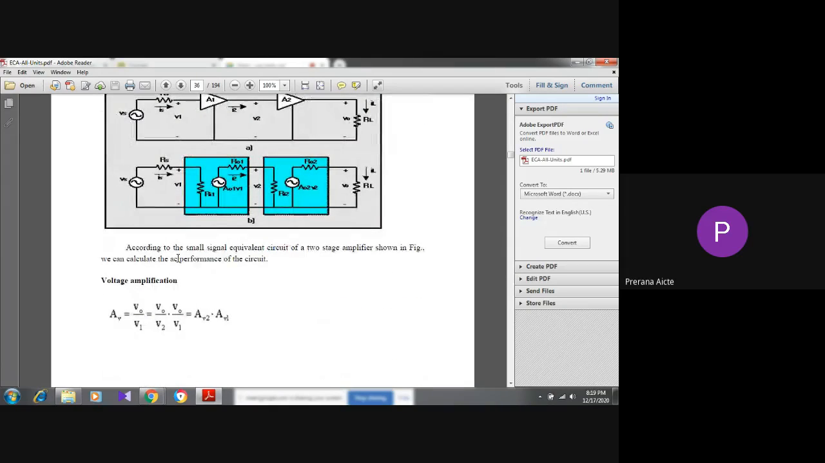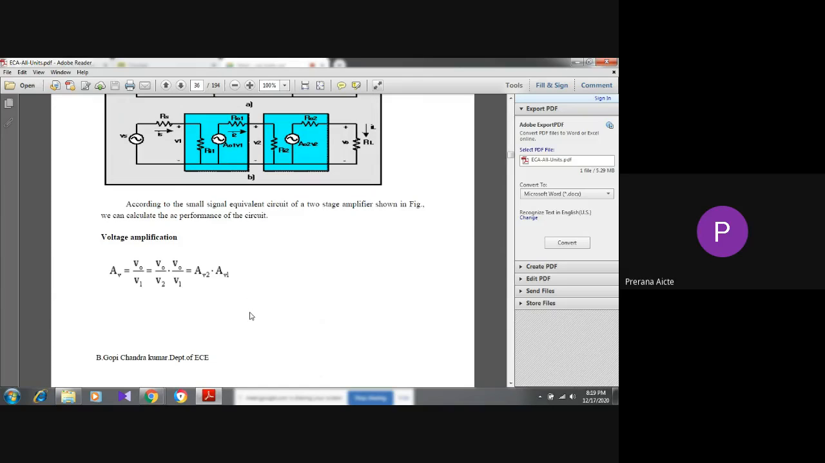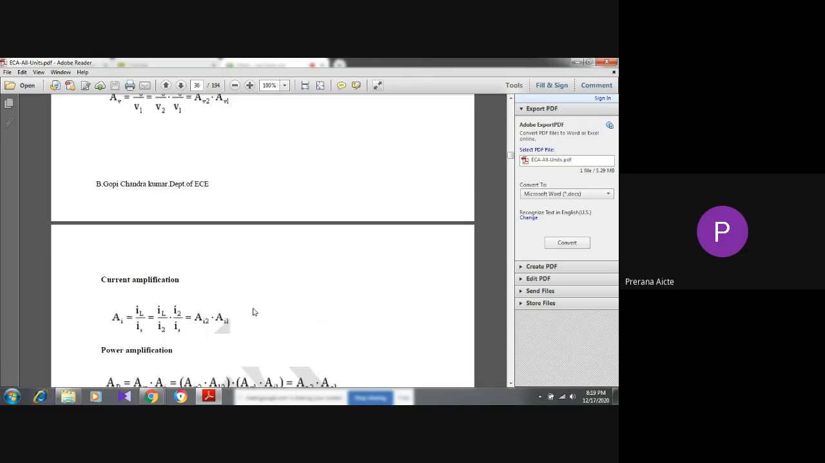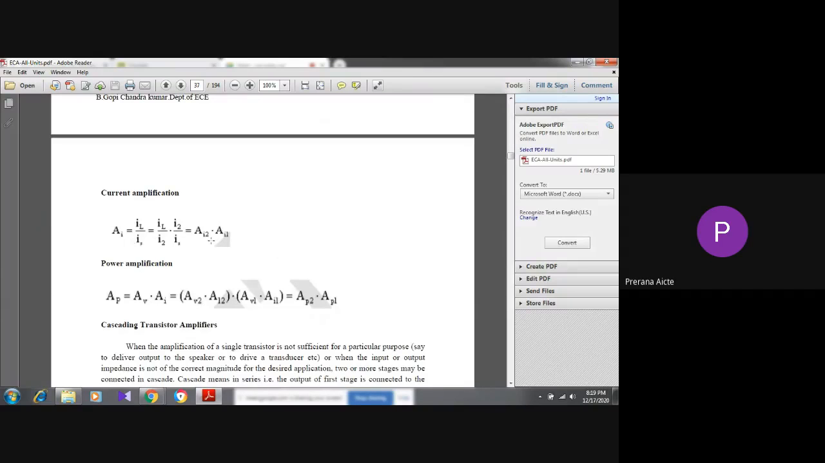Now, from this figure, this is a two-stage amplifier. Then what is the gain expression? AV is equal to AV1 into AV2 because it is a two-stage. If we have three stages, AV1 into AV2 into AV3, like this. Similarly, these are the formulas: current amplification formula and power amplification formula. Power amplification is power gain, and current amplification is current gain.